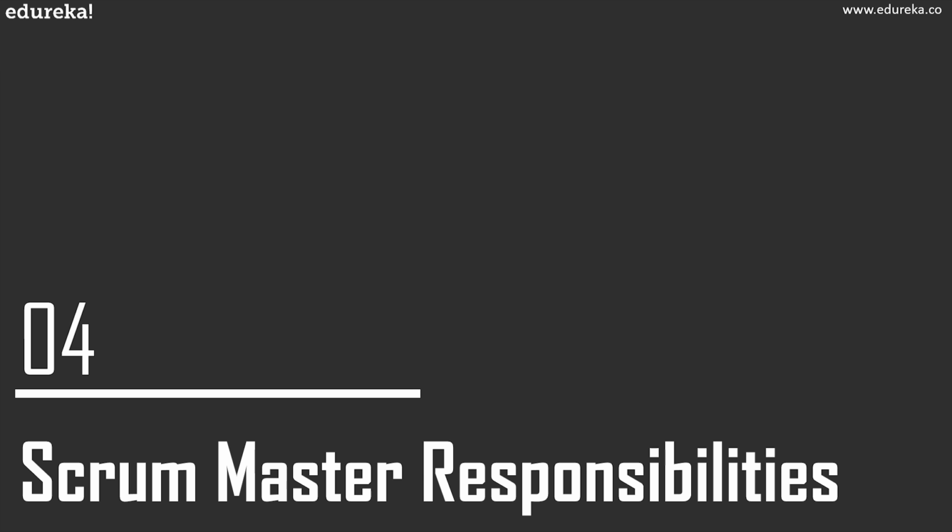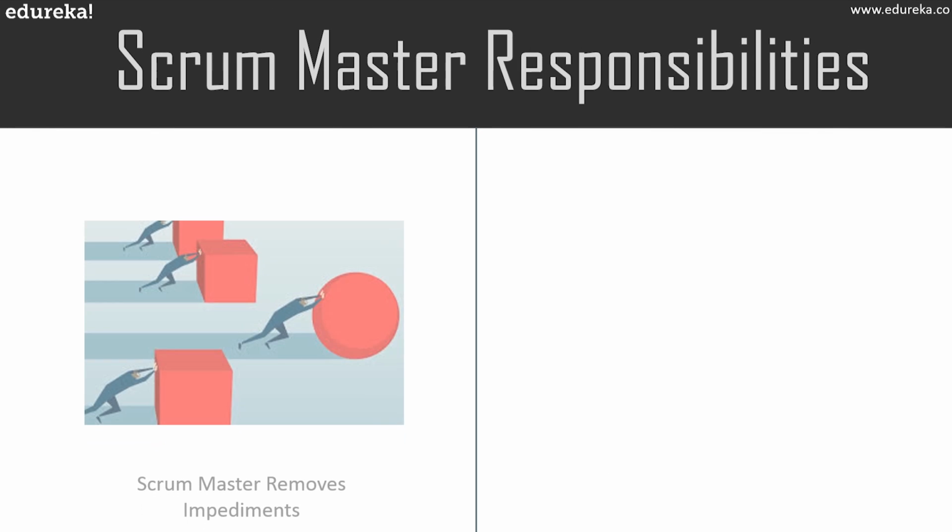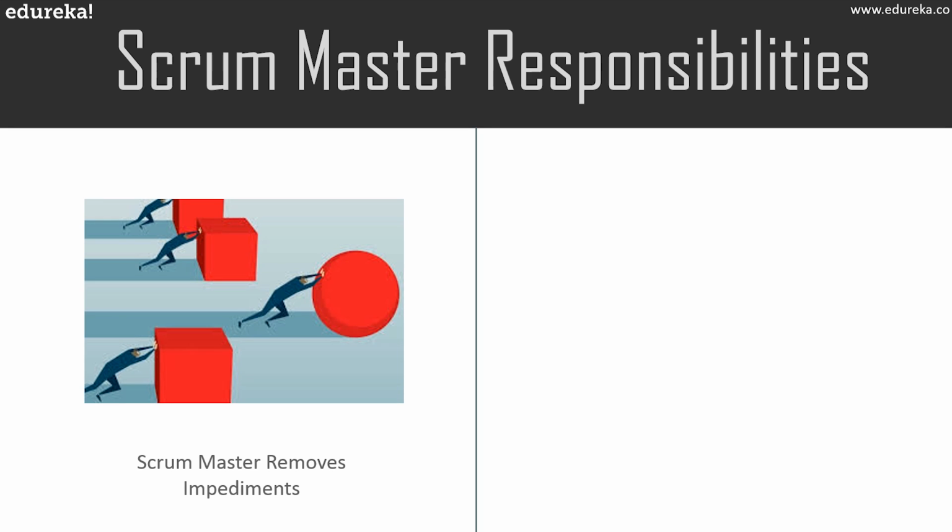So now let's talk about the responsibilities of the Scrum Master, which I just listed out in detail. So the first thing that a Scrum Master does is remove or clear the obstacles and impediments. In Scrum terms, an impediment is anything that keeps the development team from making a decision or moving forward with the task that they are doing.